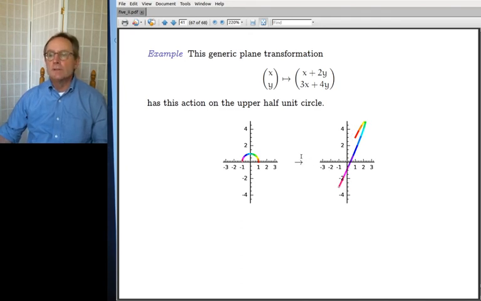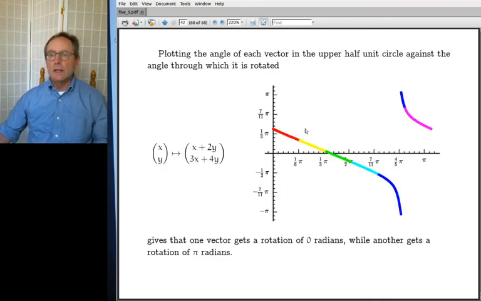So that's kind of interesting. One thing that, again, you notice is some of the colors are stretched out, and some of the colors are compressed. So you can have that the angle through which vectors are being mapped is changing. Okay, and I drew the picture, have computer will draw. And obviously what's of interest here is plotting the angle of each vector in the upper half unit circle against the angle through which it's rotated. I got the computer to draw it, and it gives that one vector has a rotation of 0 radians, there we go, and one vector has a rotation of pi.